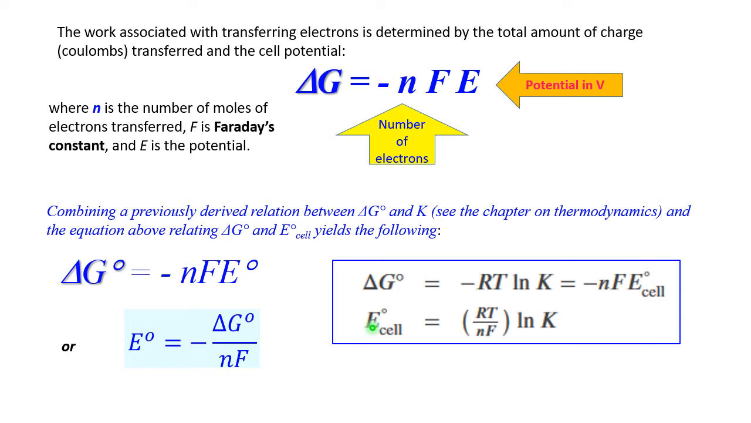If you have E0, you can calculate K and you can calculate delta G. Back and forth. These are simple calculations, there's nothing to talk about.